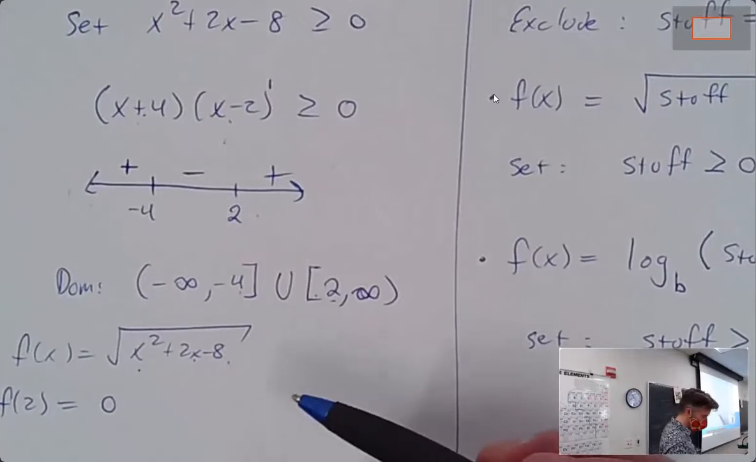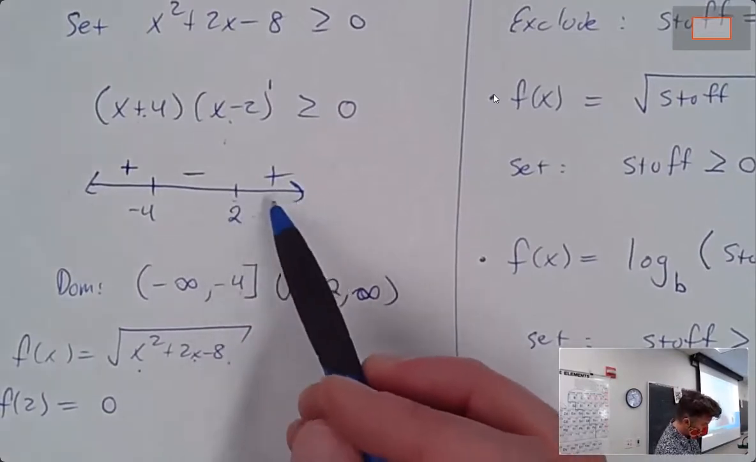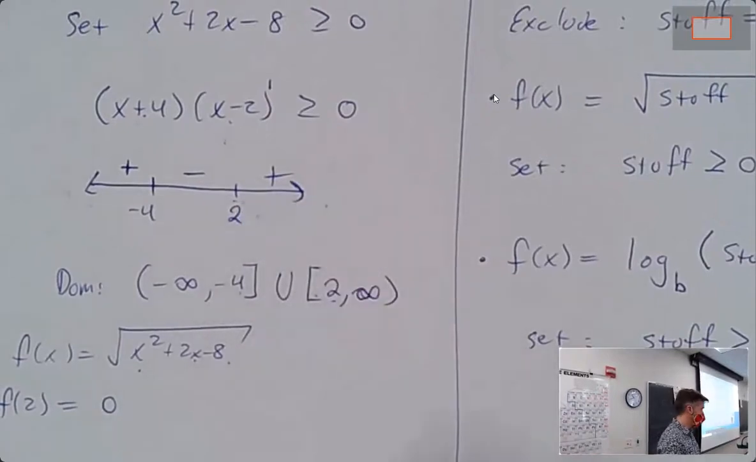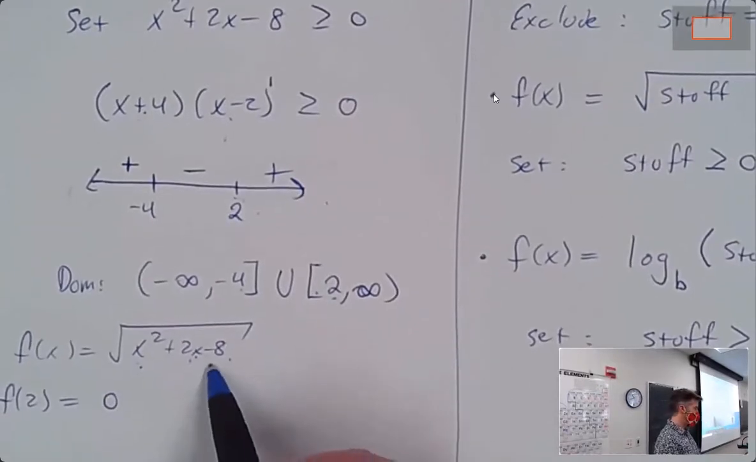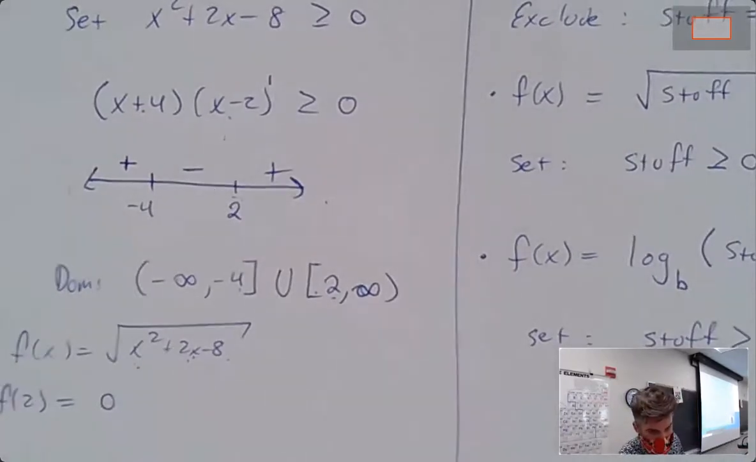And here the answer is no, because if we look just in this domain here, if you let x get larger and larger, like say x was 1,000, you're going to have the square root of 1,000 squared plus 2 times 1,000 minus 8, which is pretty close to just the square root of 1,000 squared. The smaller things don't count as much as x gets bigger. So if x is 1,000, you're going to have something that's pretty close to 1,000. I don't know exactly. We can figure it out.